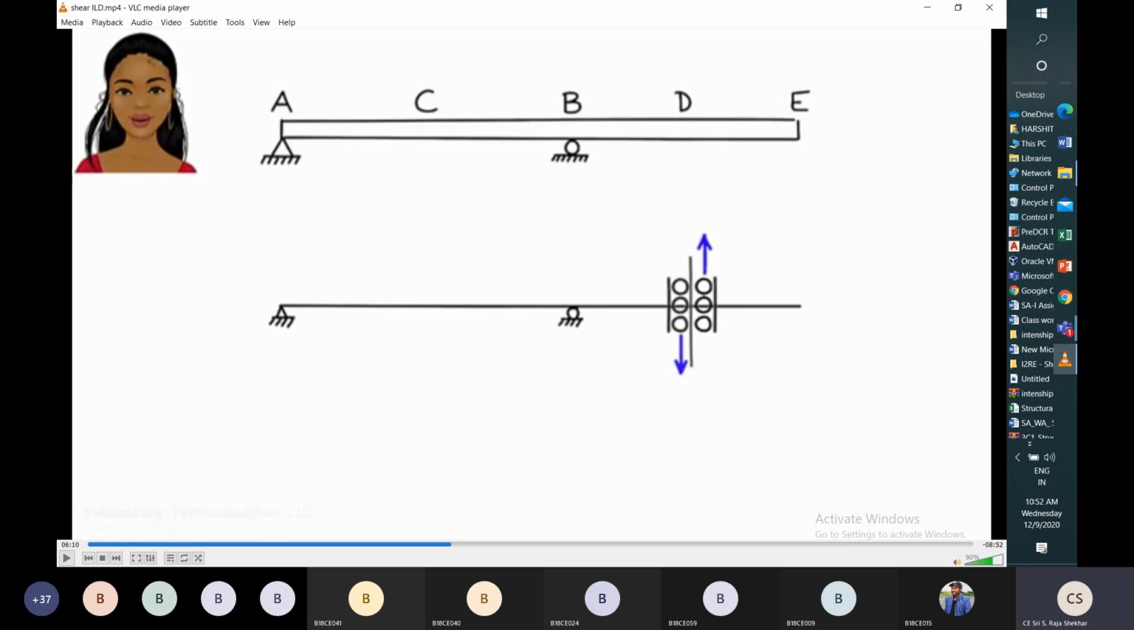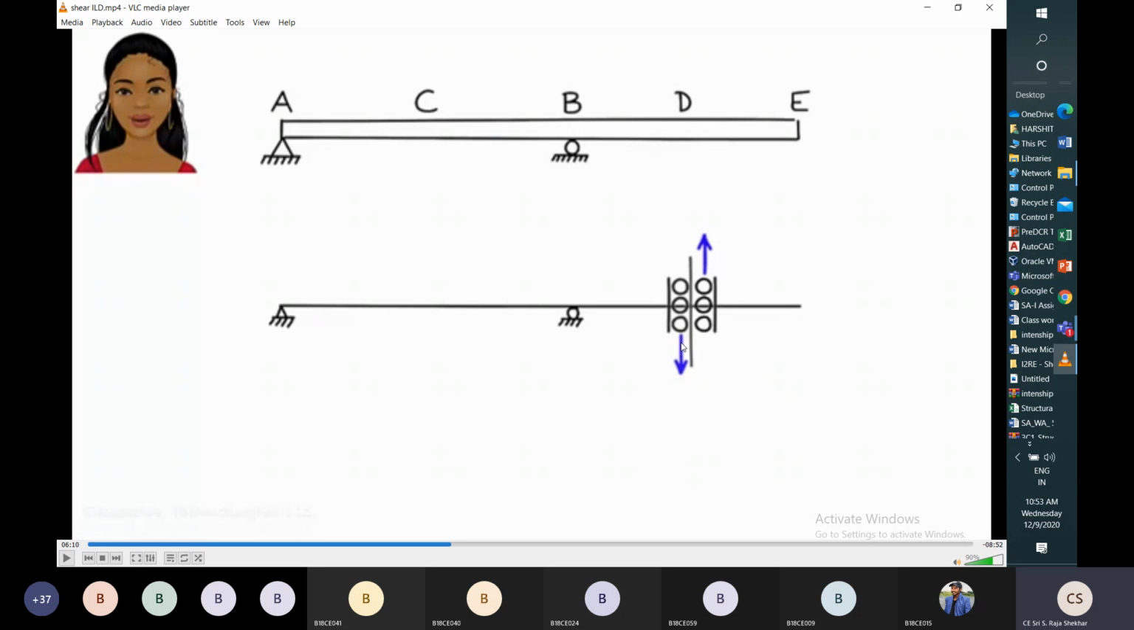Now for the same beam, I want to draw the shear influence line at section D. For that, it is the same thing. We have to cut this section and place a pair of rollers at this section, and apply positive shear at this section. That means the left side section is subjected to downward force and the right side section to upward force. Okay, so we need to draw the deformed shape.